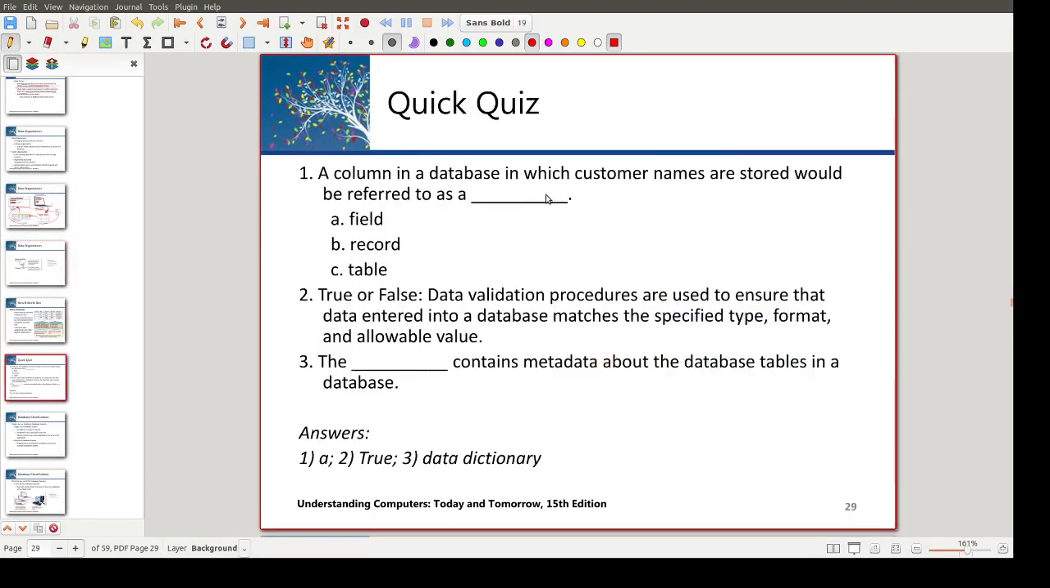A column in a database in which customer names are stored would be called what? Of course, it's the field. Okay. True or false: data validation procedures are used to ensure that the data entered in the database matches a specified format and allowable value. Yes, data validation procedures check all these kinds of checks. The data dictionary contains the metadata, not the data themselves, about the tables in the database. So the data dictionary contains metadata about the database tables in a database. Okay. So again, slides from 25 to 28 are excluded from your exam.